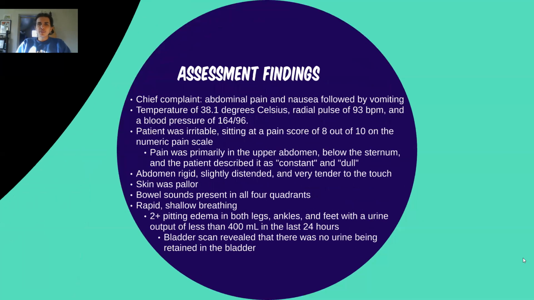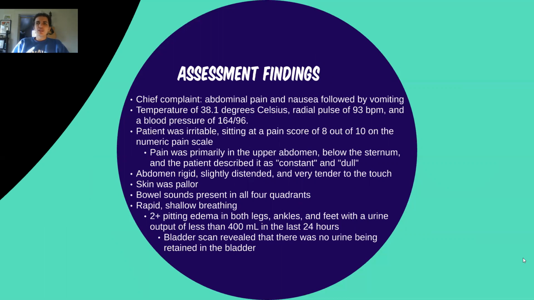So when we did an assessment, his chief complaint was abdominal pain and nausea, followed by vomiting, a temperature of 38.1 degrees Celsius, and a radial pulse of 93 beats per minute, and a blood pressure of 164 over 96, so the hypertension. He was irritable, sitting at a pain score of 8 out of 10 on the numeric pain scale, so scales 0 to 10.